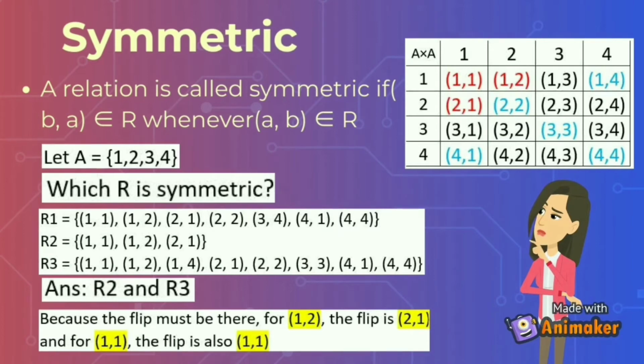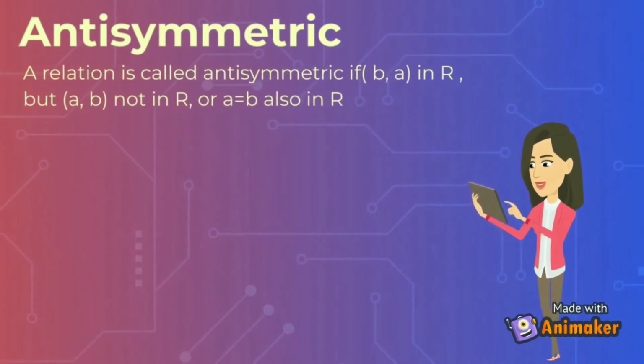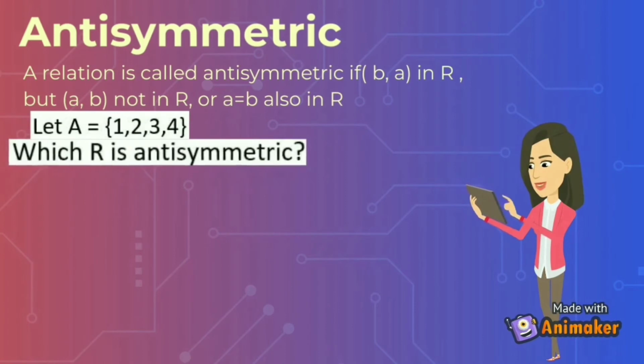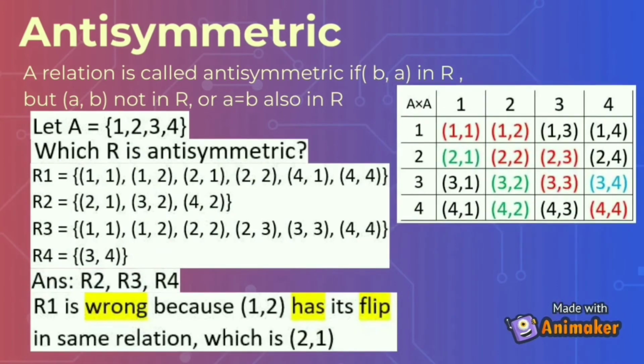The same goes for R3. Moving on to antisymmetric. A relation is called antisymmetric if the pair does not have its flip, which means that inside the same relation, there is no (B, A) for an (A, B) pair. But if there is any pair or more than one pair with A equal to B inside of the relation, it is allowed in antisymmetric. From the example, we can see that R1 is not antisymmetric because it has (1,2) and (2,1). For R2, R3, and also R4, they are antisymmetric because there is no flip pair in the same relation.